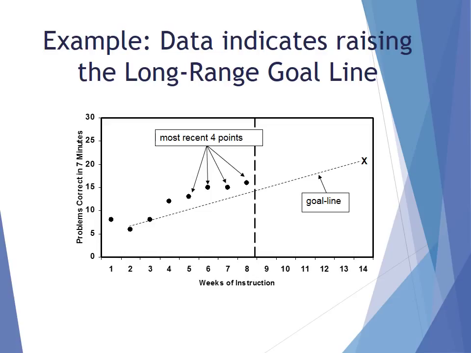Here's an example from Enrich when you use probes. You can see here how you can do a visual analysis of the data. The goal line is also called the aim line. The data is all above the aim line. So you need to ask yourself, is my student progressing at an acceptable rate? All of the points are above the goal line, so yes, they are progressing.